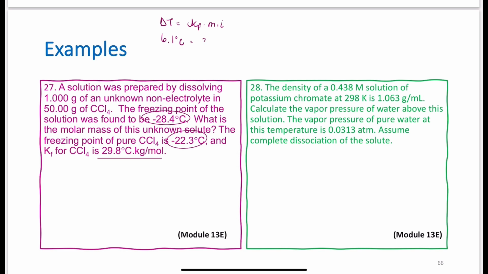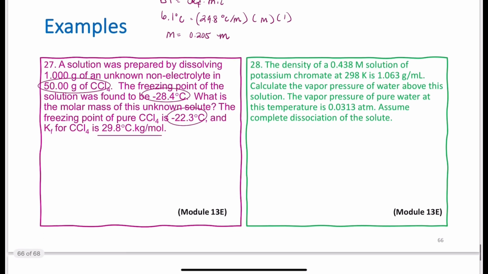My Kf value, 29.8 degrees C per molal, times my molality, which I'm trying to find, times my Van't Hoff factor. I have a non-electrolyte, so my Van't Hoff factor will be a value of 1. Solve for molality, and I get a value of 0.205 molal. But remember, it also told me that I used 50 grams of carbon tetrachloride. So I can use that information.